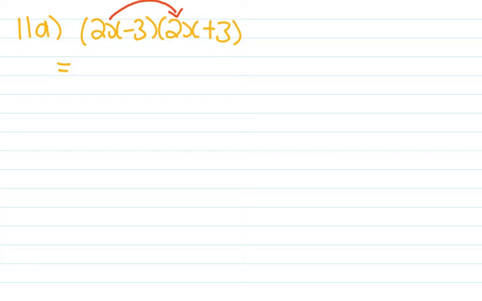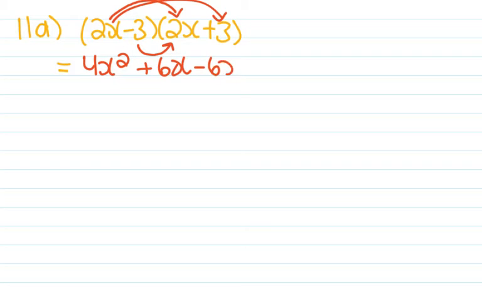So 11D, expand and simplify these expressions. So (2x minus 3) times (2x plus 3). So expand and simplify, we need to take each term in the first bracket, multiply it by each term in the second bracket. So 2x times 2x is 4x squared. 2x times 3 is 6x. Negative 3 times 2x is negative 6x. And negative 3 times 3 is negative 9. We'll simplify by combining those two middle terms, which are like terms. 4x squared, 6x minus 6x is 0, so 4x squared minus 9.